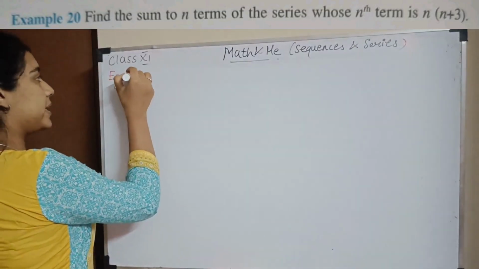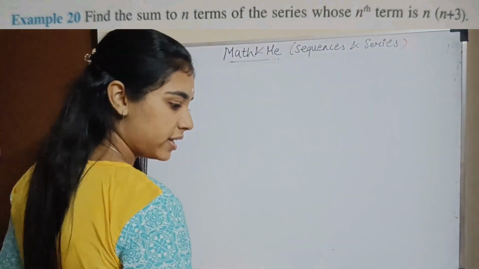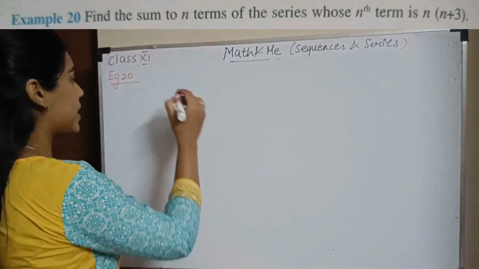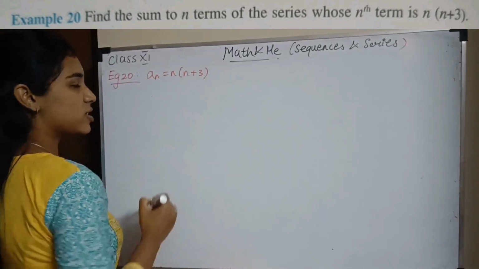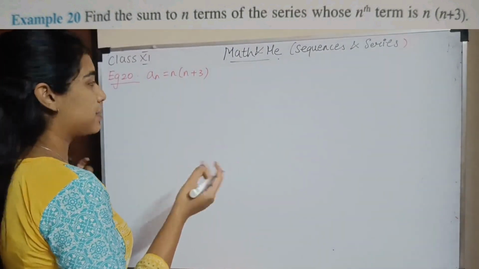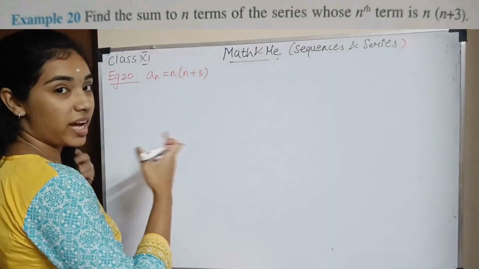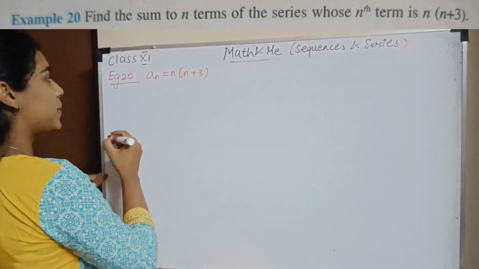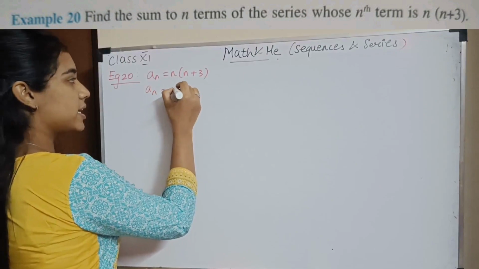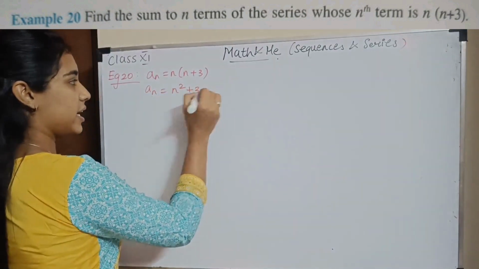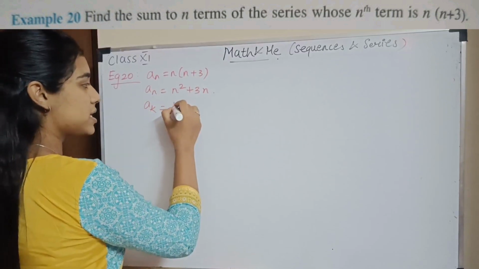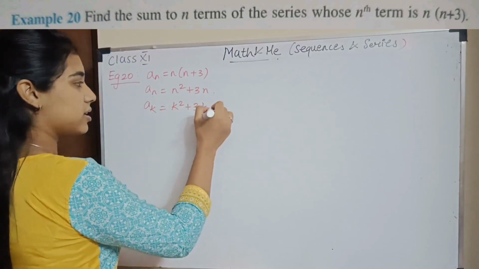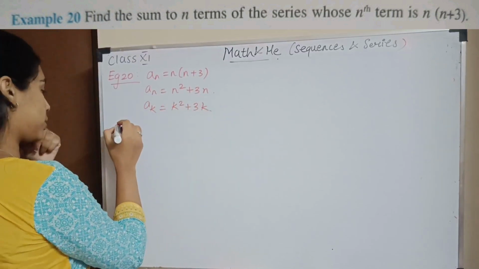Example 20. Find the sum to n terms of the series whose nth term is n into n plus 3. So this is very similar to how we solved example 19, except we don't have a very complicated series. So I can write this as an equals n square plus 3n. So again I am going to change the variable. I have ak equals k square plus 3k. Now you need to do the summation. So what do I have?